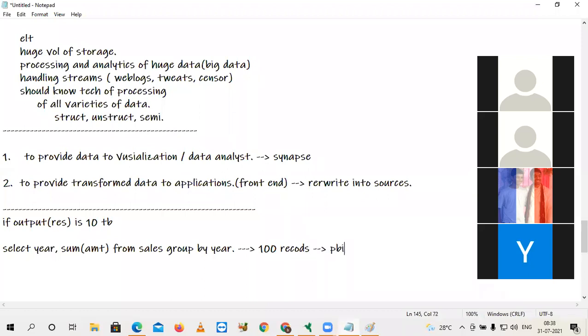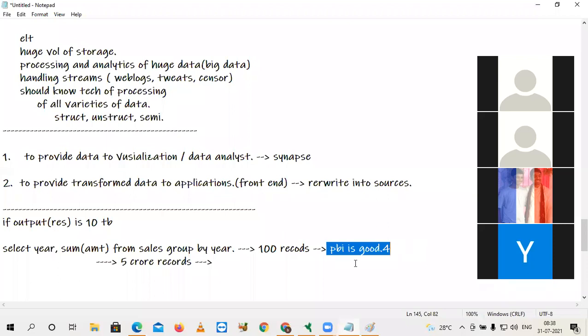Sum of amount from table group by year. Think that you have only 100 records in the data. Then your Power BI is good. If my data is, let's say, 5 crore records, and this query on 5 crore records is executed by Power BI, you will see the report by tomorrow evening. If you execute the query now, tomorrow evening you will get the results. That much latency.